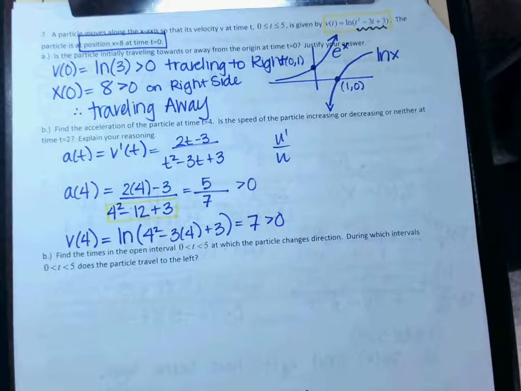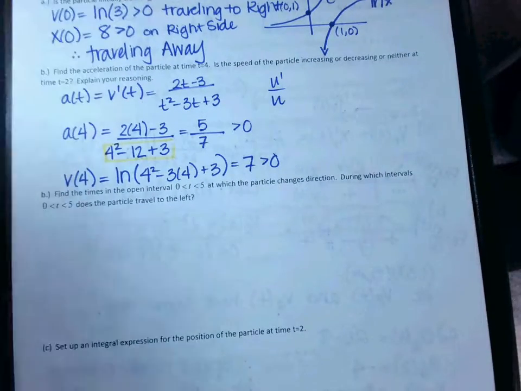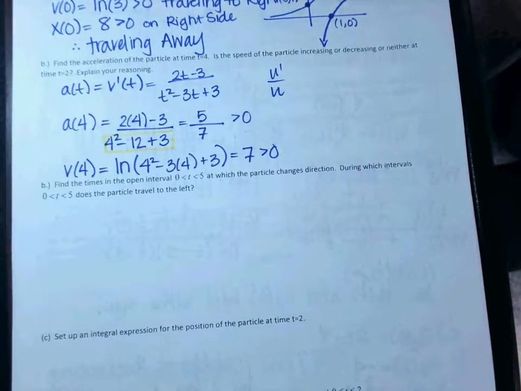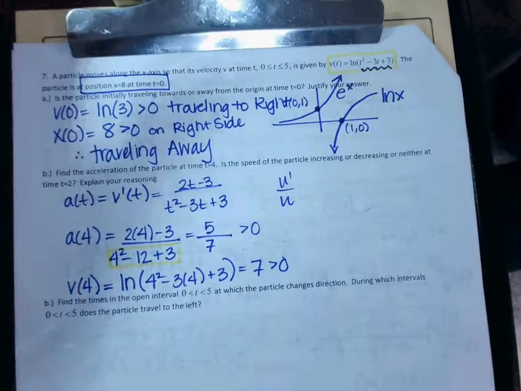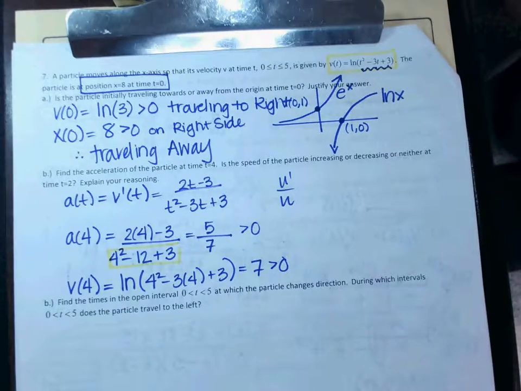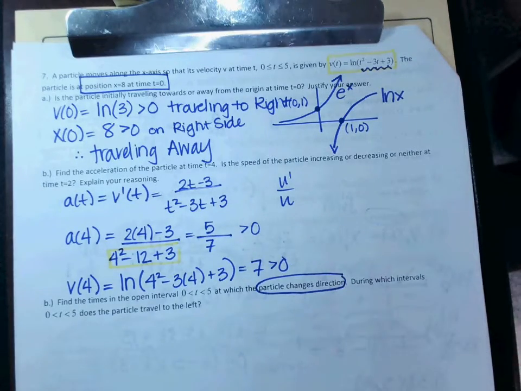Okay, let's skip that last part since we just did one like that. Next one says part B. Find the times in the open interval at which the particle changes direction. During which intervals does the particle travel to the left? So we want to know when our particle changes direction. Are we going to set the derivative equal to 0, or are we going to set the original equal to 0? For a particle changing direction, what has to change sign?